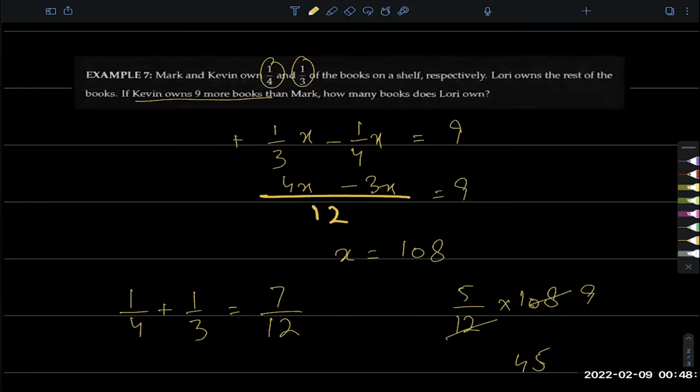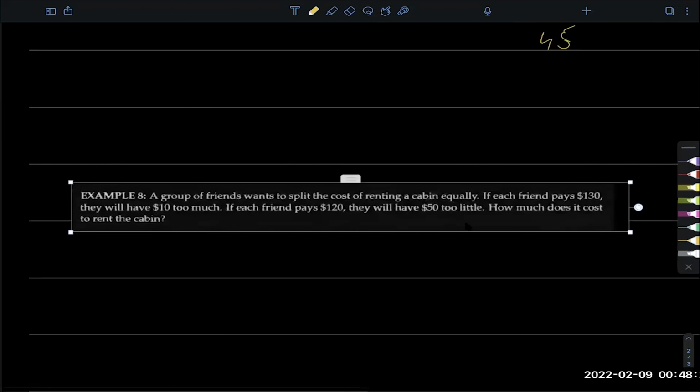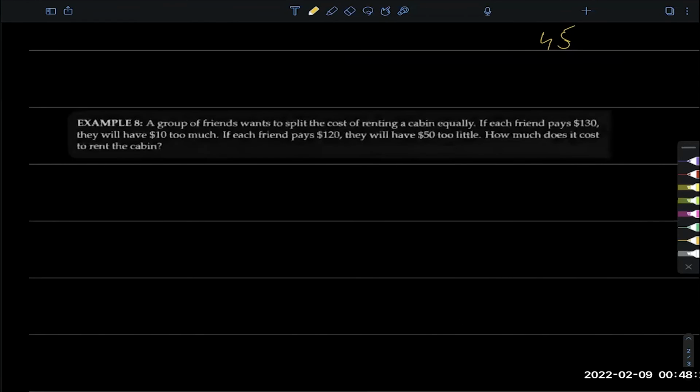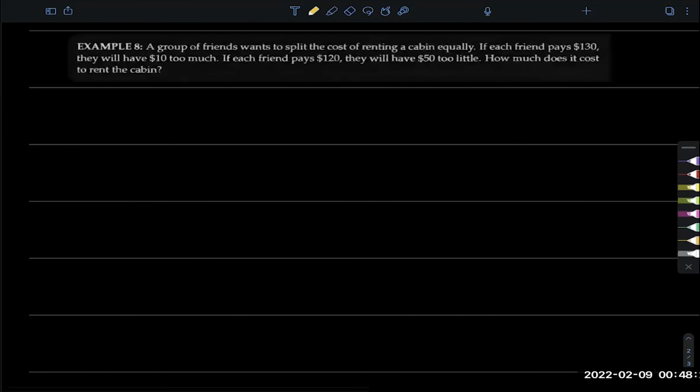Just 2 more examples. 2 more examples, yeah, and then you can go. Sure, sir. All right, let's try this one.